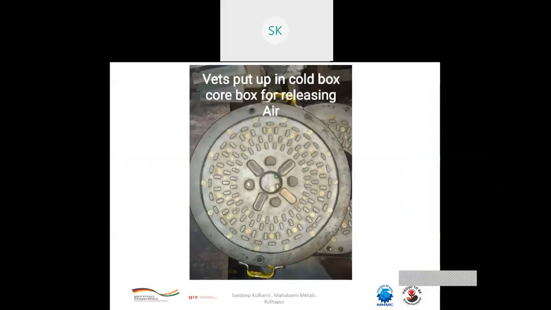This is one of the core boxes in our foundry, where we can see a lot of air vents provided so that critical cores can be easily produced. So this is very important: the design of where to provide the vents, how to provide them, and how many vents to provide. All these things are very important to get good quality cores, that is, a good quality surface finish on the core.